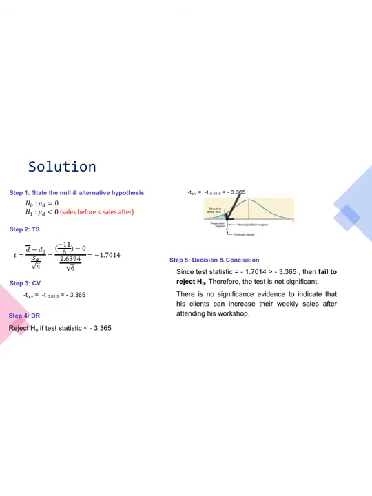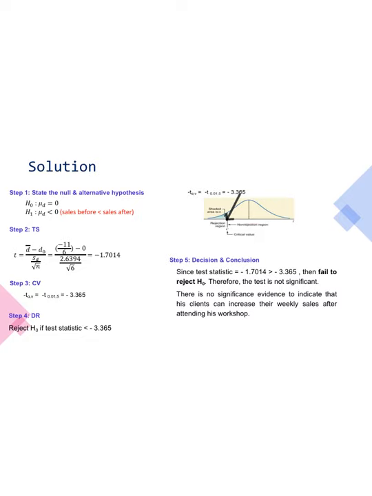Okay, now we want to conduct the 5 step tu. Okay, H0 kita adalah mu D equals to 0. Always, H0 always equal. And then H1 mu D less than 0. Sebab apa kita buat less than? Sebab kita tadi dia claim after attending the workshop baru sales dia increase. So means that the sales before attending the workshop is less than sale after attending the workshop. Okay, and then the test statistic we get negative 1.7014. Okay, sebab tadi kita memang decide the left tail kan. Okay, and then critical value we get negative 3.365.